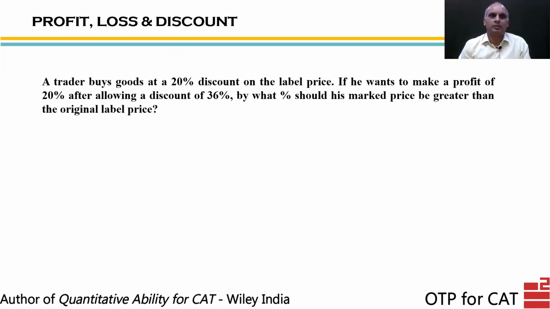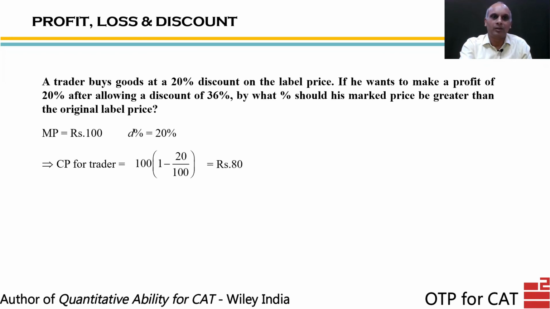One more example. Again, we see every data in this question is in terms of percentage. So somewhere we can take something as 100 rupees. So let us see what the question is. A trader buys goods at a discount of 20% on label price. Let us say the label price or the mark price is 100 rupees, on which a discount of 20% is given. That means the trader will buy goods at what price? He will buy the goods at rupees 80. That will be the cost price for the trader.